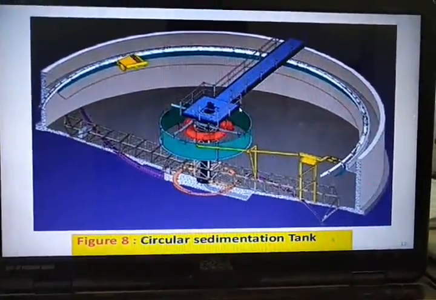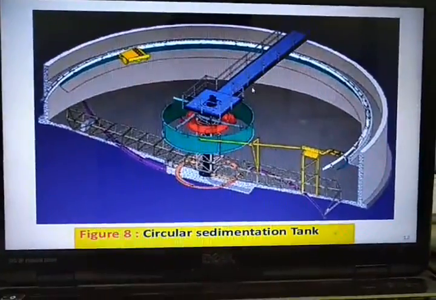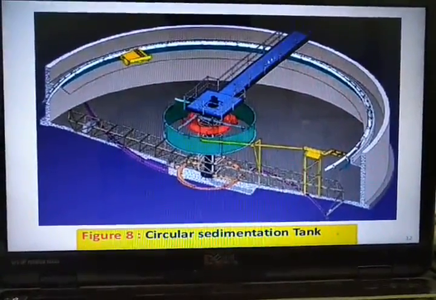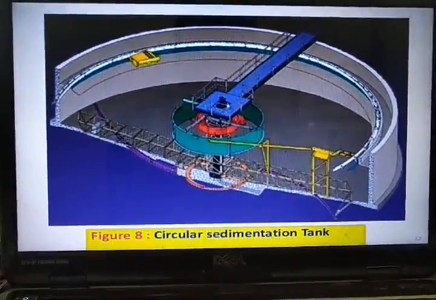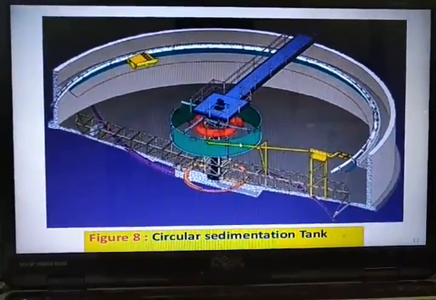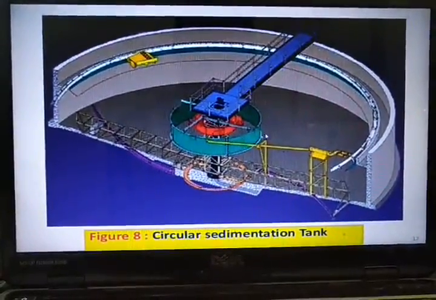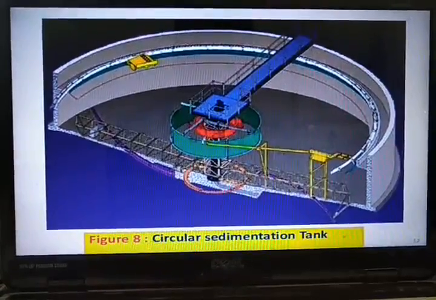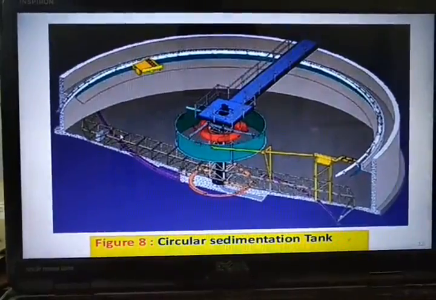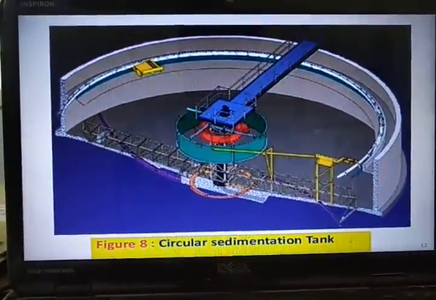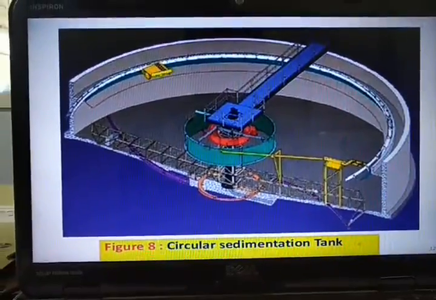So this is the 3D view of the circular sedimentation tank, and this is the gangway wherein a person can walk over this, and this is the drive motor which I was talking about, and this green color what you are seeing is an inlet chamber or inlet area through which the water will flow into the settlement zone, and at the bottom I can see the scraper which is provided, okay.